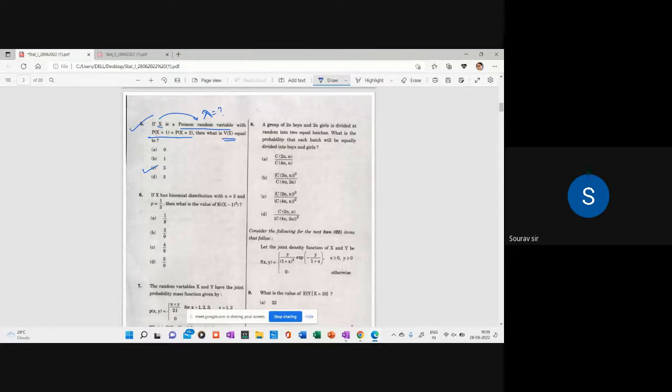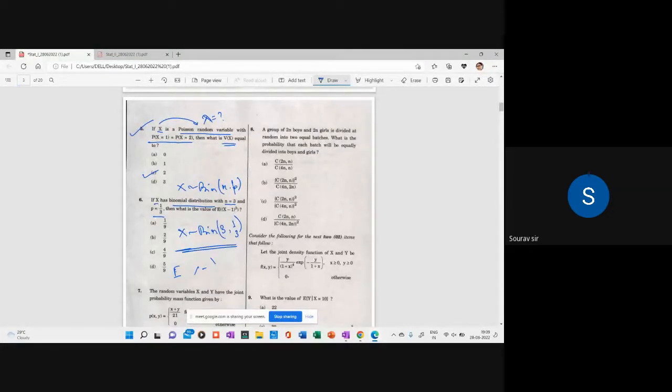Let's do question number 6. It says that X has a binomial distribution with n 3 and p 1 by 3. So X follows binomial with n, p. Here X follows binomial of 3 comma 1 by 3. We need to find the value of expectation of (X minus 1) whole cube.